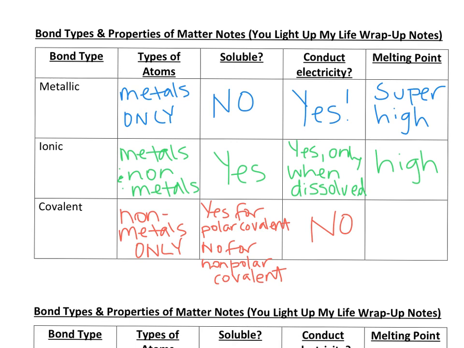And then last but not least, for melting point, we're going to say low to medium melting points for covalent. We're going to find out that the non-polar ones are super low. That was the wax that we saw. And then the polar ones are kind of in the medium area. Okay, and they actually can be super high too, kind of depends. But for our case here, we're just going to say low to medium.